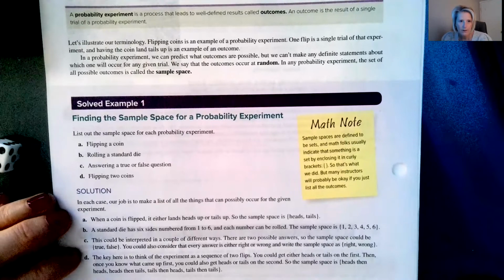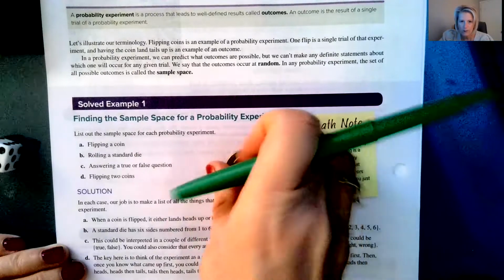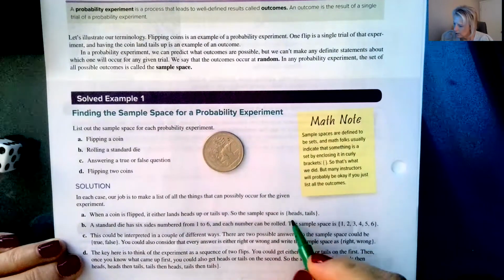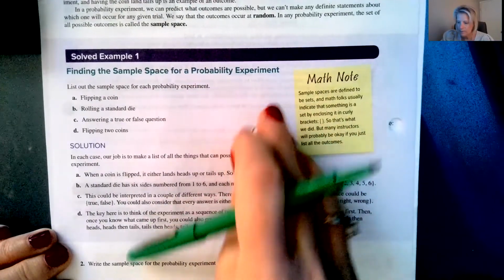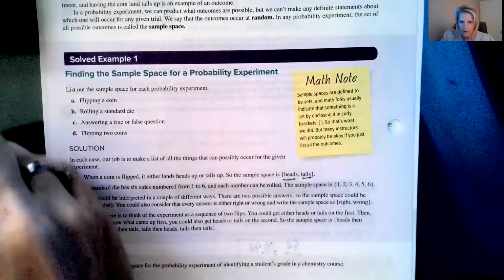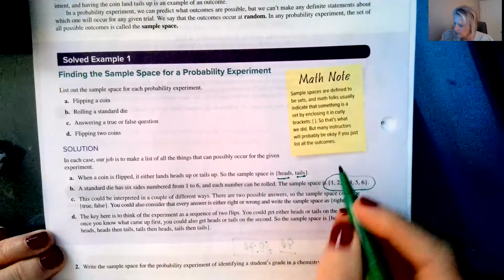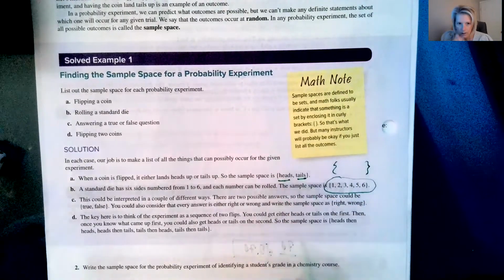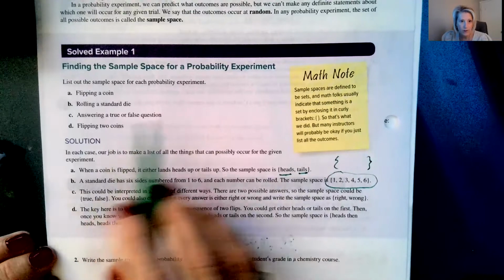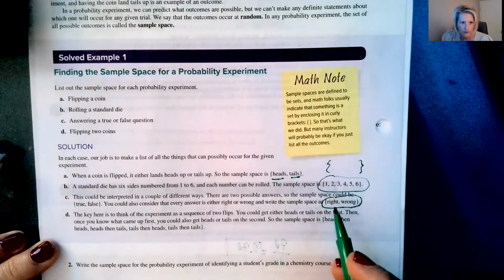So list out the sample space for each probability experiment. Flipping a coin. So when you flip a coin, there's only 2 outcomes in the sample space, either heads or tails. Rolling a standard die. A standard die is 6-sided. So its sample space would be the listing of 1 through 6. And notice they're in the squiggly brackets. That's whenever we're going to list outcomes. Answering a true-false question. That one only has 2 outcomes, true and false.